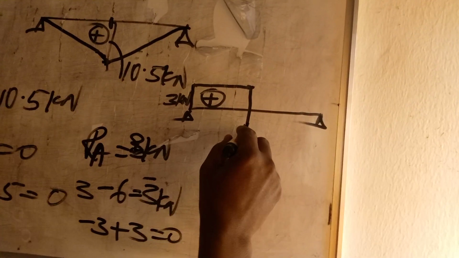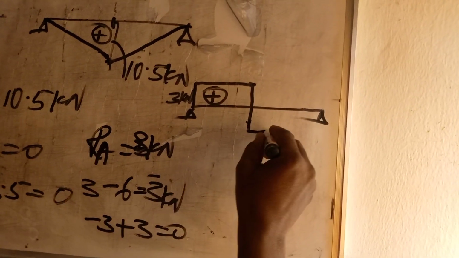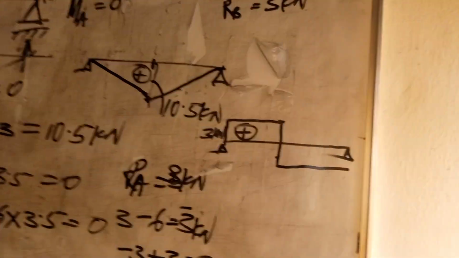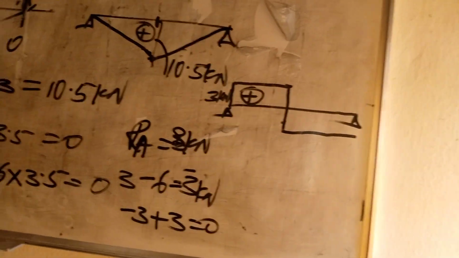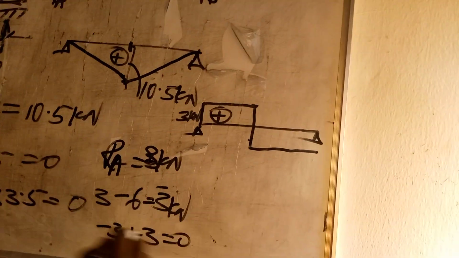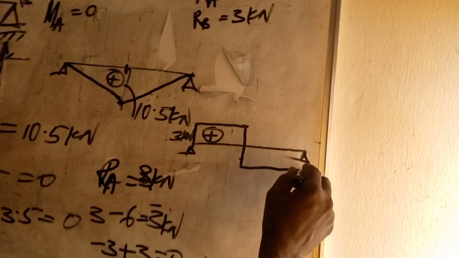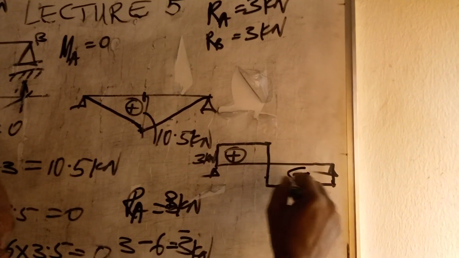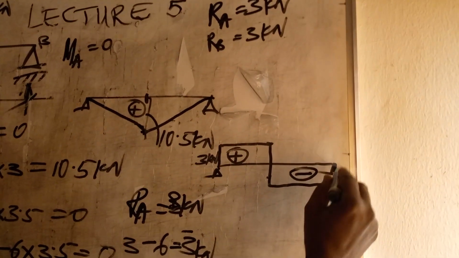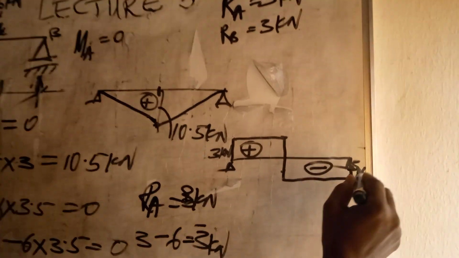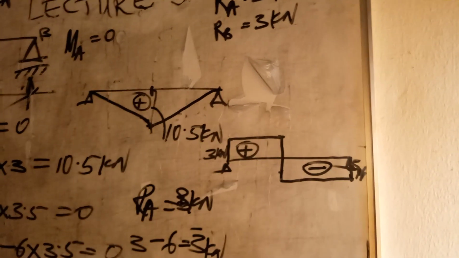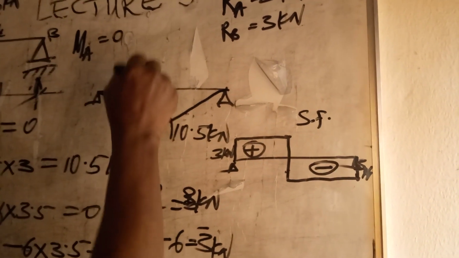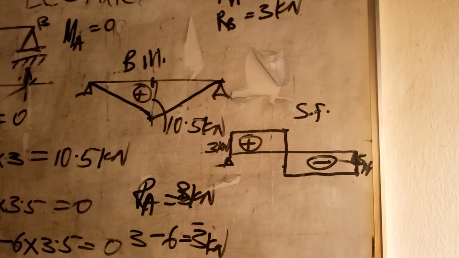So that minus 3 continued. There's no other force until it gets to reaction B, which is 3. So minus 3 plus 3, because reaction B is up, closes here at 0. So this is negative, this is positive, this is 3 kilonewtons. So that is the shear force. This is the shear force diagram and bending moment diagram of this beam.